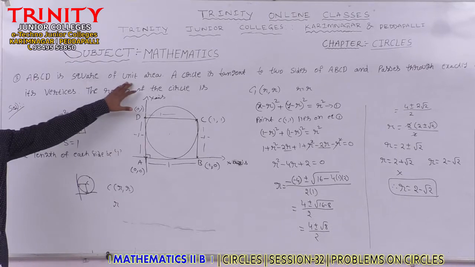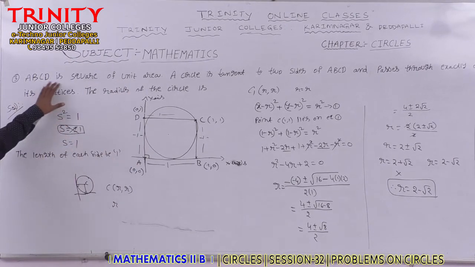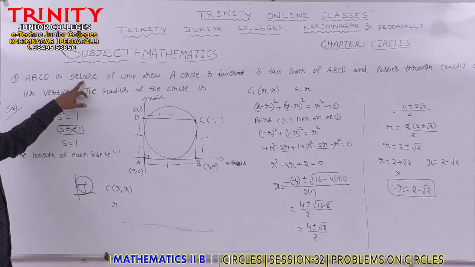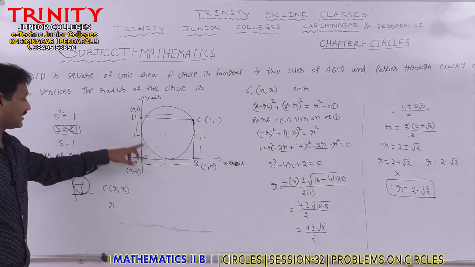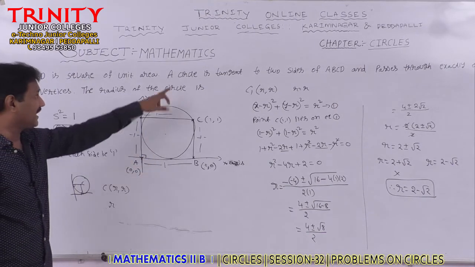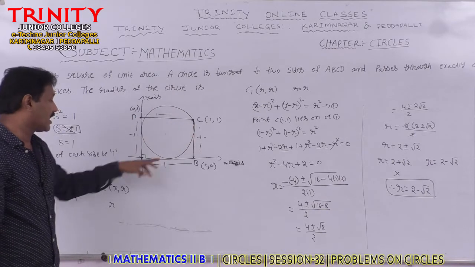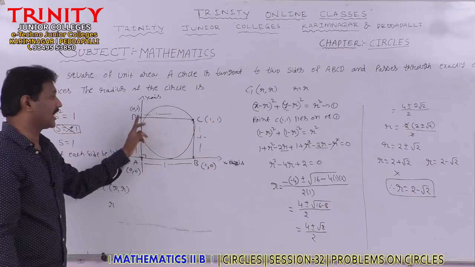ABCD is a square, and the radius of the required circle is r equal to 2 minus root 2. ABCD is a square of unit area, therefore the length of each side is 1. We know that the angle between adjacent sides of a square is 90 degrees. That is why these two are taken as coordinate axes, because the circle touches the two tangents and passes through one of the vertices. These will be taken as coordinate axes automatically. The points are (1, 0), (1, 1), (0, 1).